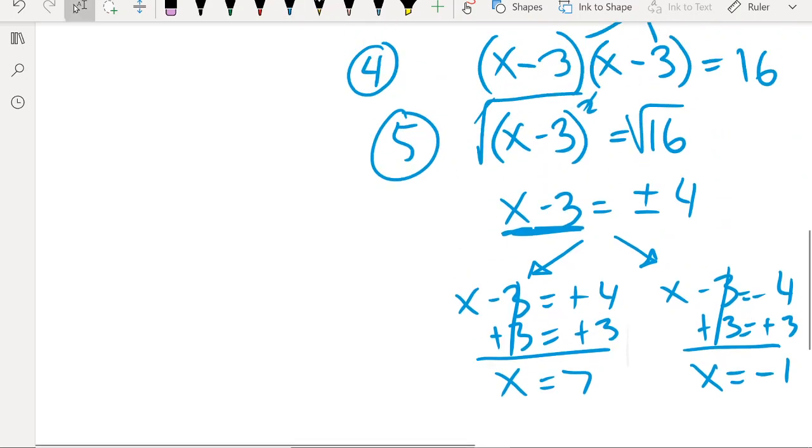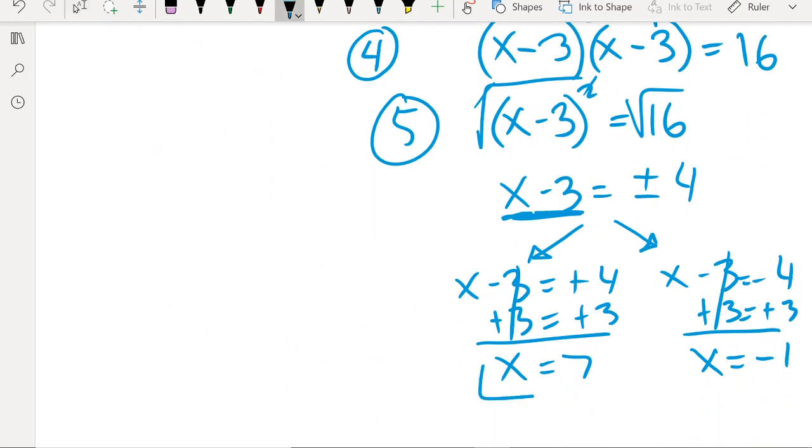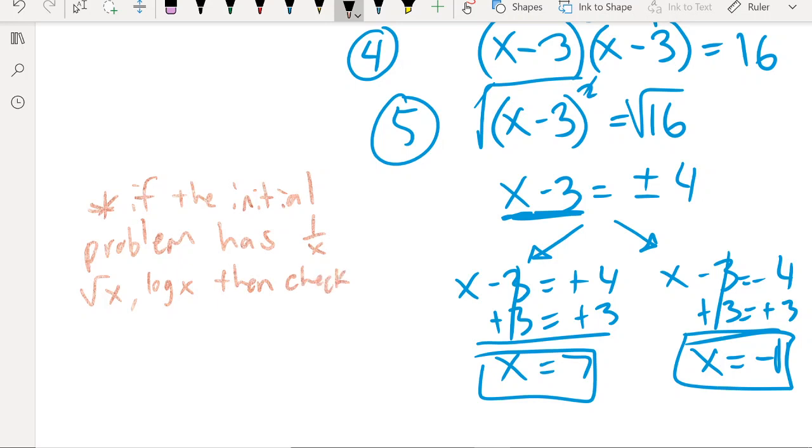Okay? And then, this is the last step. We're done. But sometimes, so I'll leave this as an asterisk here. If the initial problem, and this doesn't really apply to completing the square as much as to other stuff, but just in case you run into this problem, if the initial problem has like 1 over x, or the square root of x, or a log of x, then check solutions, right? Meaning x equals. Check solutions after you solve.